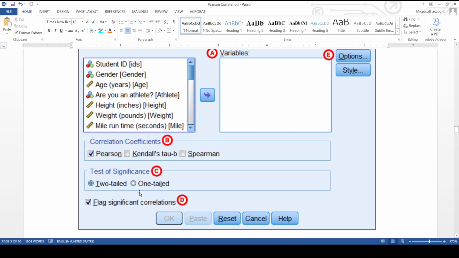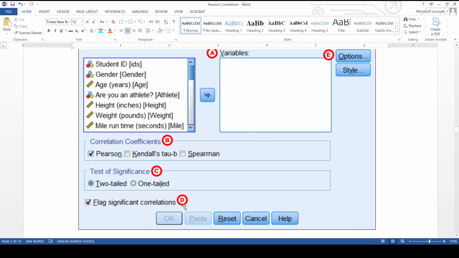Now when you leave B, you go to C. By default, the test of significance is always two-tailed. Before now, I've explained the difference between having a two-tail, where we can have significant or no significant, and the one-tail, which is just greater than, instead of saying no significance. But by default, we would have two-tail. If you want one-tail, just click on the button that says one-tail, and your answers will come out in the one-tail method.